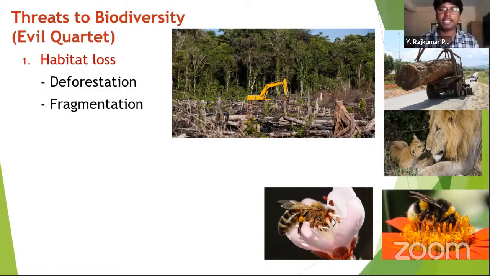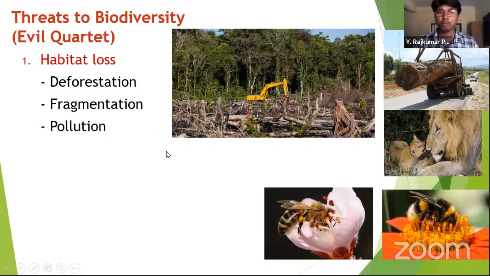This is called fragmentation of the forest. By doing this, we are threatening the animals which are living in the forest. Sometimes you can see accidents happen on the road when the road runs through the forest. Then you can find many accidents to the animals. Many animals die in these accidents also.